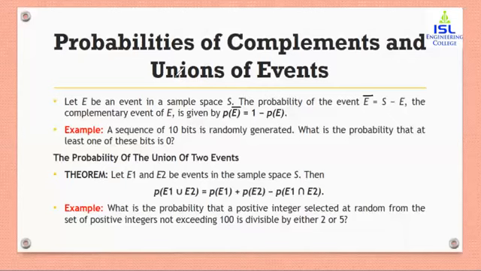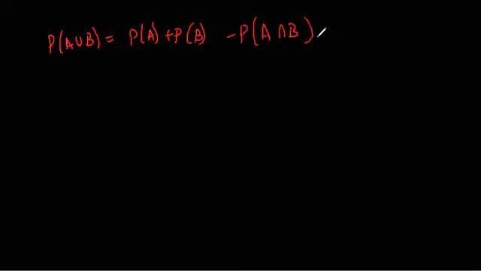Apart from that, we also have the union of events. We have already seen the union of sets. Now for the union of events, let E1 and E2 be two events in the sample space. Then P of E1 union E2 is P of E1 plus P of E2 minus P of E1 intersection E2. To understand this, we can even write it in this form: P of A union B is equivalent to P of A plus P of B minus P of A intersection B. Okay, and now for this, let's take an example.